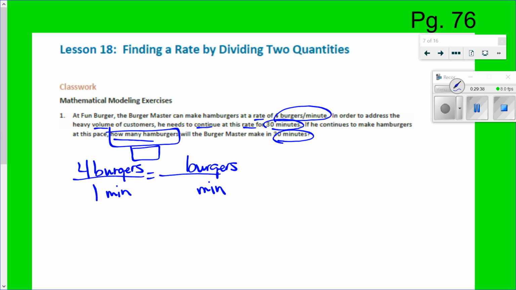30 minutes. So am I going to put the 30 up here? No. Why? Because that's burgers. And if you've written down the units, you know that's not where that goes. You know it goes here. So now for our magic box, all we have to do is figure out, how did I go from 1 to 30? Times 30. So now I take the 4, I multiply by 30, and I get 120. So that's it. Then we have to answer the question, so he can make 120 burgers.